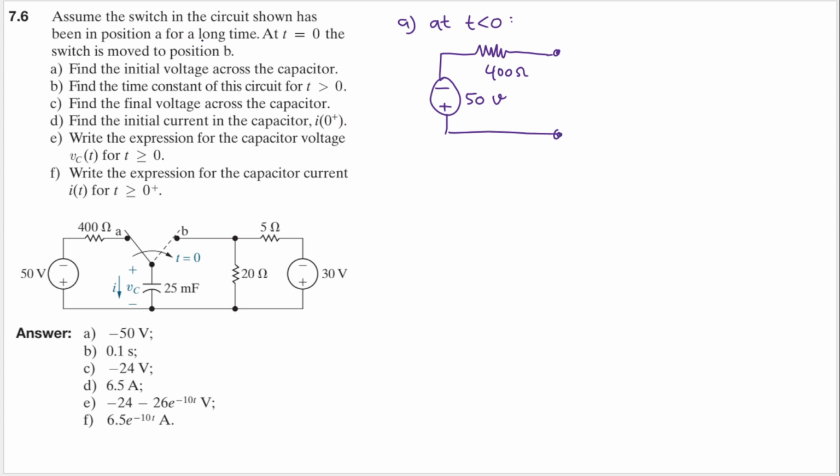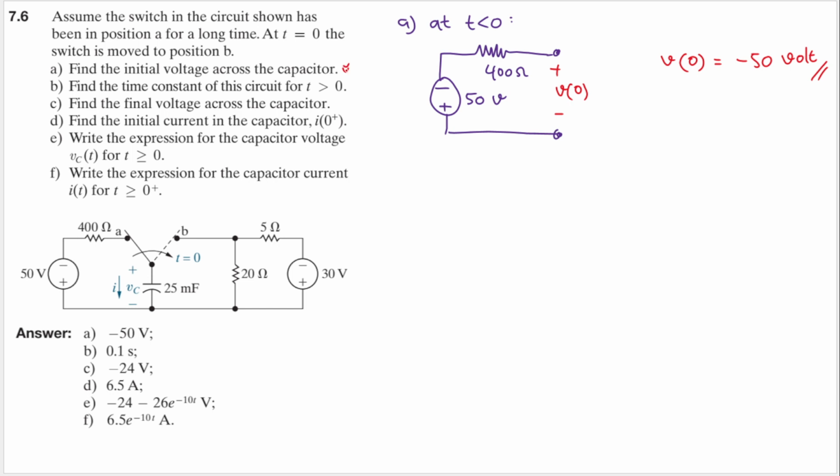However, because that has been for a long time, the capacitor becomes an open circuit. So the initial voltage is this one here. So we'll have V0. And because there is no current, there is no voltage drop here. So the V0 here is exactly the same as the voltage source. And because the sign is negative on top, that will be minus 50 volt. And I think this is the initial voltage across the capacitor.